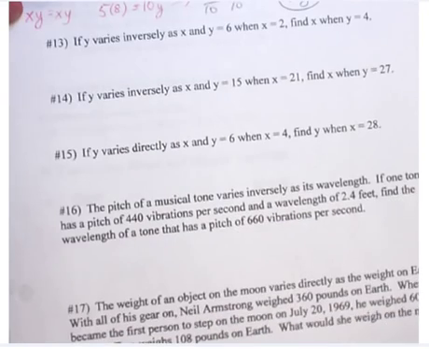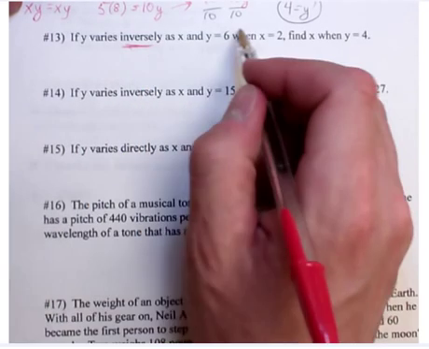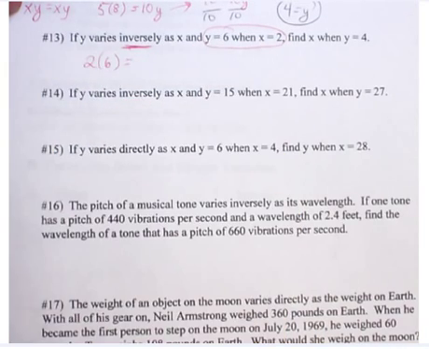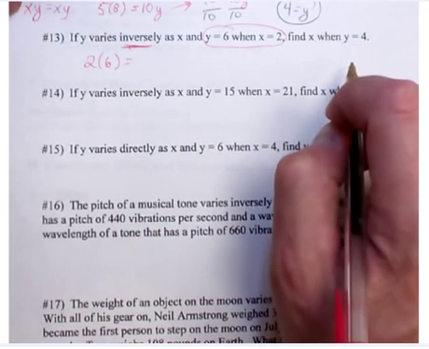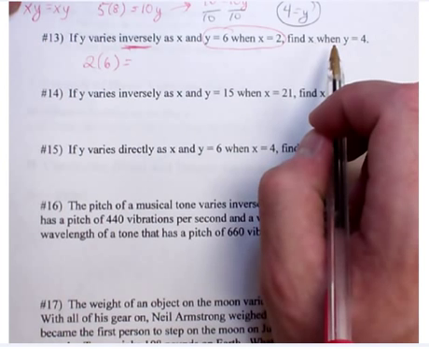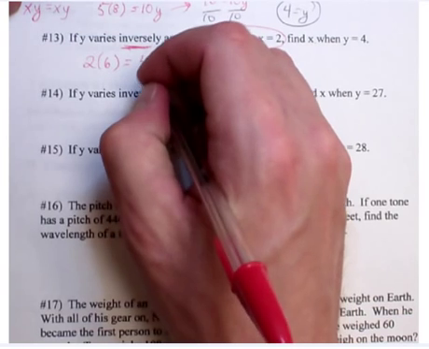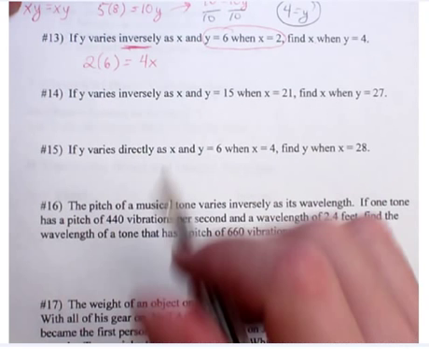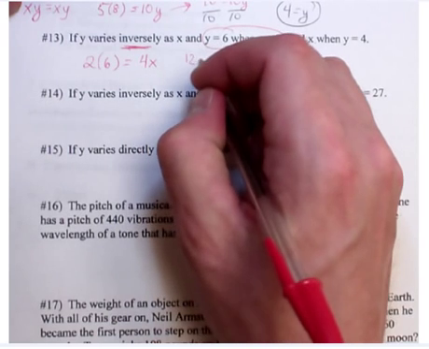Number 13. If y varies inversely as x, so we're going to be multiplying, y equals 6 when x equals 2. So 2 times 6 equals, find x when y equals 4. Now normally I do x times y. But because x is a variable and the y value is 4, when I multiply that, I'm going to write that as 4 times x. I could write it as x times 4, but normally we put the coefficient in front of the variable. So let's simplify. 12 equals 4 times x.